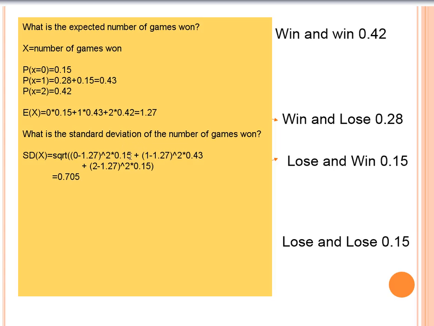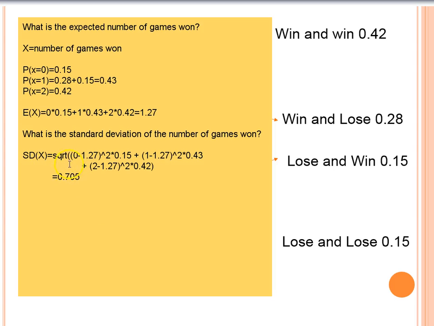that it occurs. So again, winning twice has a probability of 0.42. And so this is the standard deviation that we'd expect. When we calculate this out, we get 0.705. So what does this number mean?